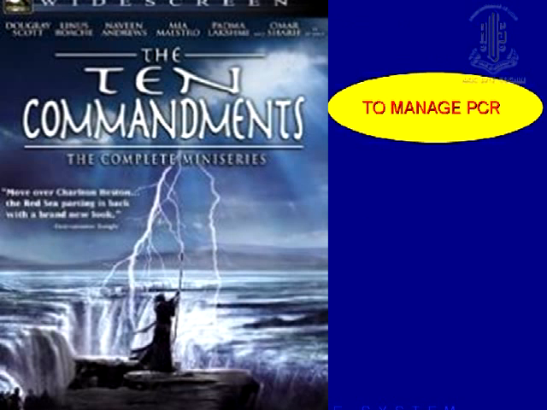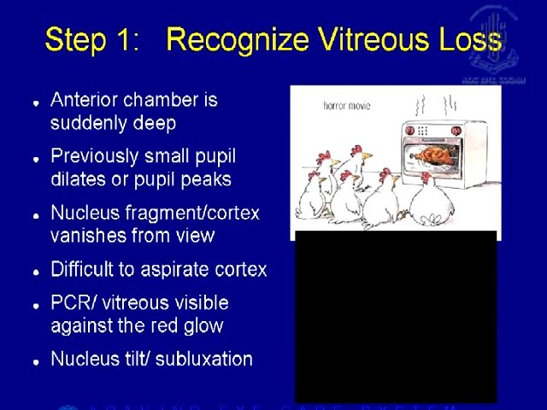So I just want to share the 10 things which normally I do to manage a PCR. First, I think the foremost important thing is you need to recognize. The earlier you recognize, the better the results. What they teach or what you normally see in textbooks, but you can also feel on your surgical table, is the chamber suddenly becomes deep, or a previously small pupil will suddenly jump and dilate in front of your eyes, or there may be pupillary peaking.